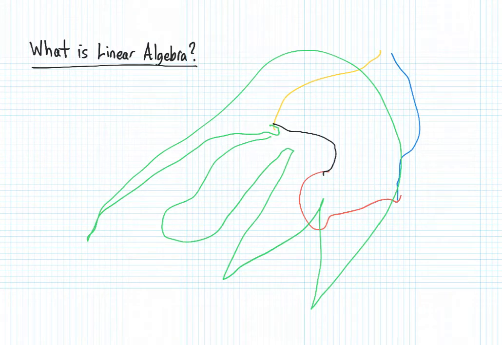Hi everyone. So one of the things that happens in math is that the classes have these fancy sounding names like linear algebra, complex analysis, and you might not even know what you're getting into. So I want to start just by answering the question of what is linear algebra?